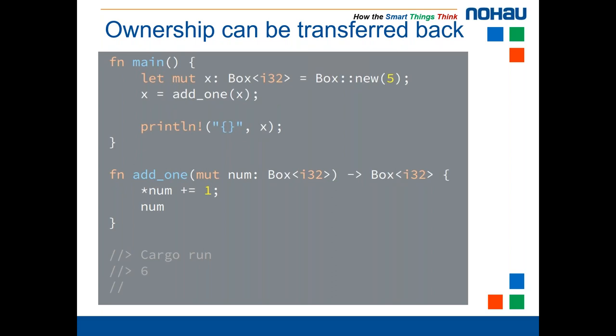And this is pretty much the same as the previous slide, except here we're not using y at all. We're assigning x to be reassigned with the add one function. It seems kind of self-evident that this is allowed, but there are a lot of things in Rust that are not allowed to ensure safety. So this is an example of transferring back.